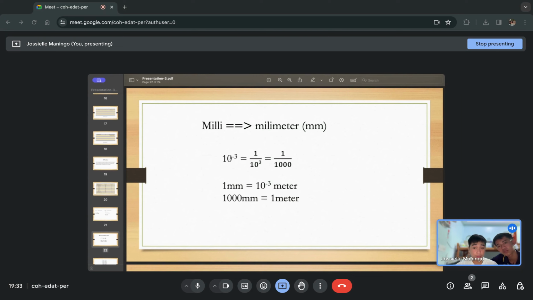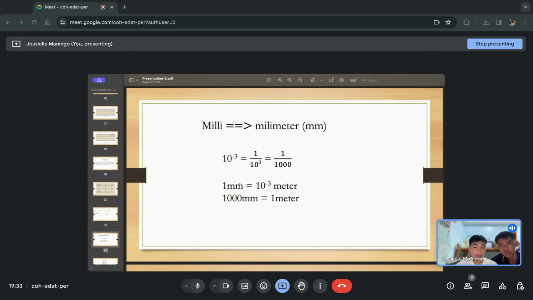If it's negative, we need to bring down. If we bring down the 10 to the negative 3, it becomes 10 to the power of 3, because we bring it down and we need to use a fraction if we need it to be positive. 10 times 10 times 10 is equal to 1000.